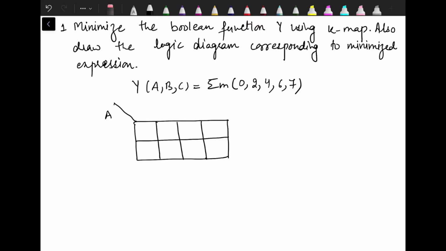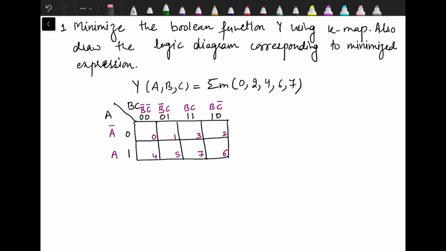On the row side we start with the MSB, so we have A, and B and C are on the column side. Now you can have value 0 or 1. BC can have 00, 01, 11, then 10. When A is 0, it's written as A complement, A is 1 then A, B is 0 B complement, C is 0 C complement. So here we have B complement C complement, B complement C, B C, B C complement. Now this one is corresponding to minterm 0, 1, 3, 2, 4, 5, 7 and 6.